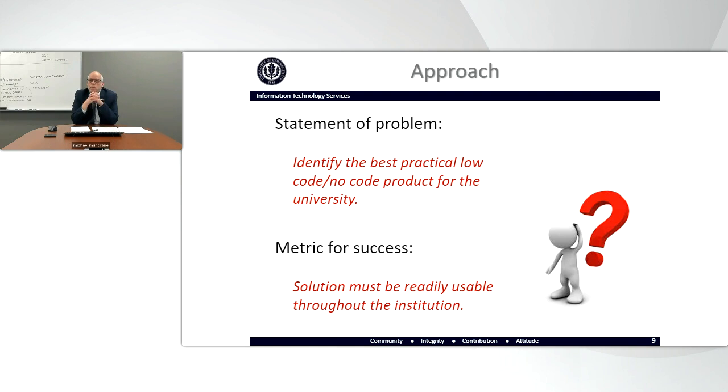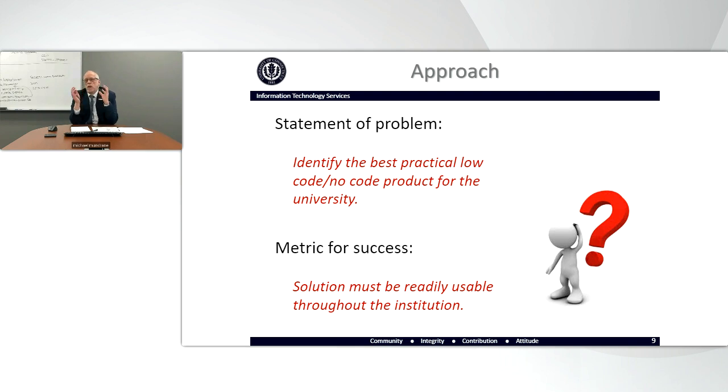Now, I'm a literalist and a pragmatist. And so when I write things down, I'm very specific about my language. As an example, I wouldn't say the glass is half full. I wouldn't say the glass is half empty. I would say the container is twice as big as it needs to be. I'm a literalist. And so when I say to identify the best practical low-code, no-code product for the university, I mean best practical. Best, that's a complicated thing. There are lots of considerations of what makes something best. But in the context of the buildup to this particular point, I think I've outlined a whole series of things that should be under consideration.